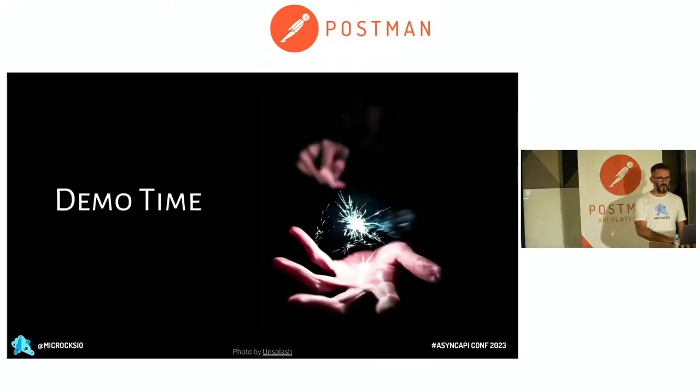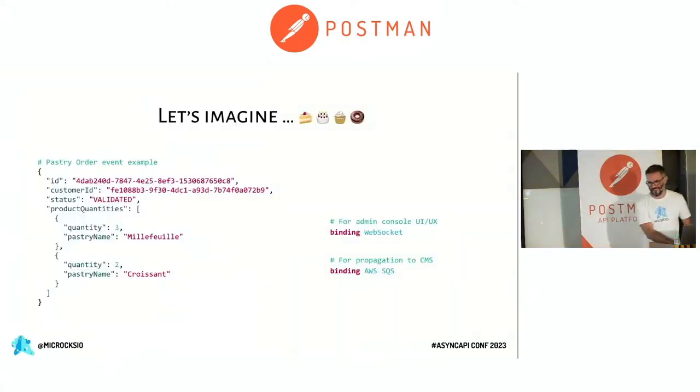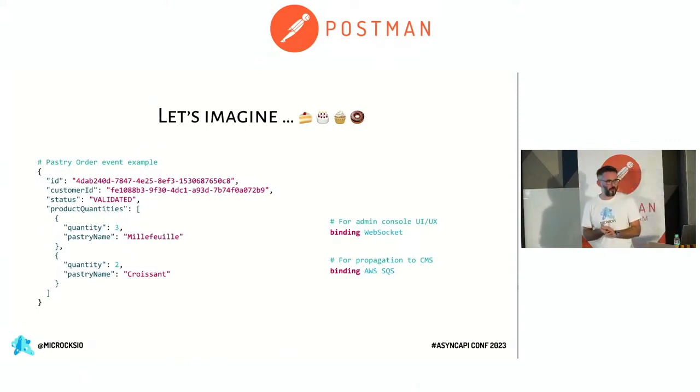So what's better than a real-life demo? And we are going to talk about pastries, of course. So we are going to have these very simple events on the left. We want to manage events for ordering pastries. So an order has a unique ID, a customer ID, a status, and a list of products and quantities.